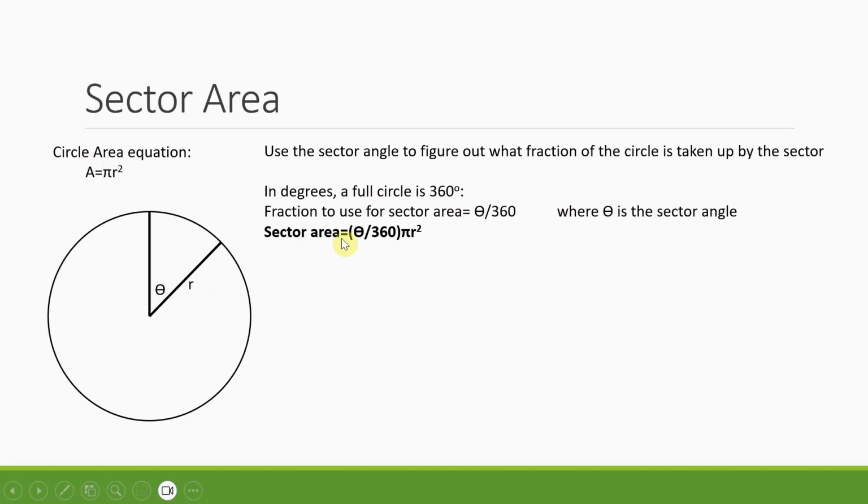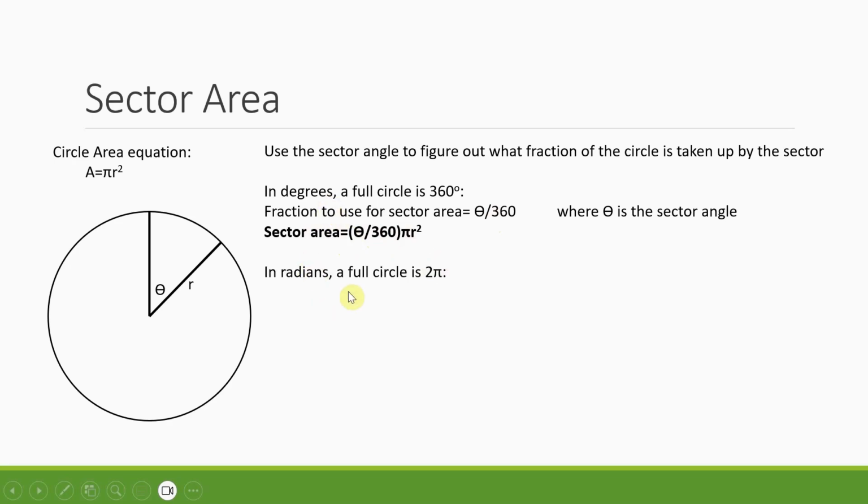So my sector area is just going to be the theta over 360. So this is just the fraction of the sector area that I found right there times pi r squared. And that, in bold, is one thing you could memorize if you wanted to. That's the sector area formula right there. But only if you're in degrees.